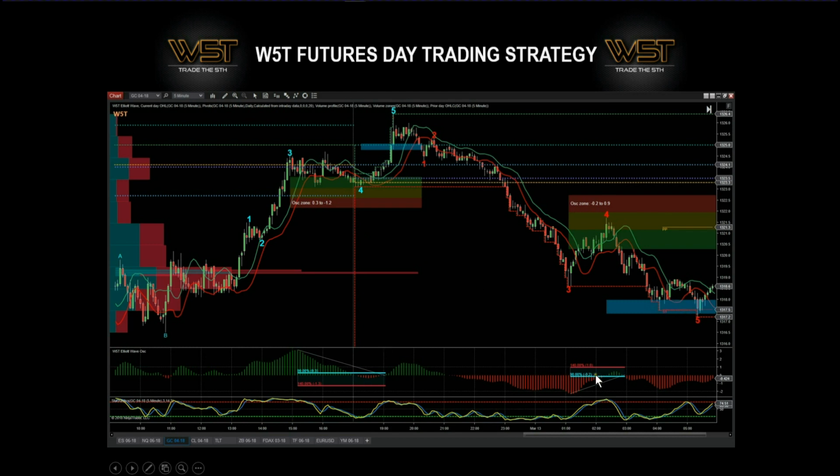Also note we got the 535 oscillator on both of these between 90 and 140%, and also the stochastic crossing over in the oversold zone for this long and the overbought zone for this short. But again, we're going to go through how all this works in later slides.